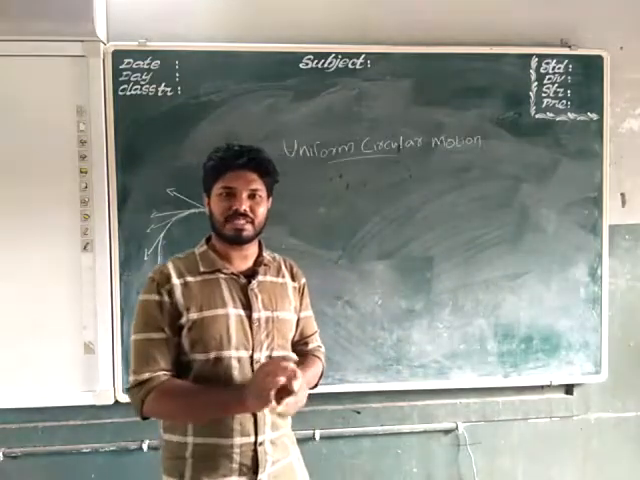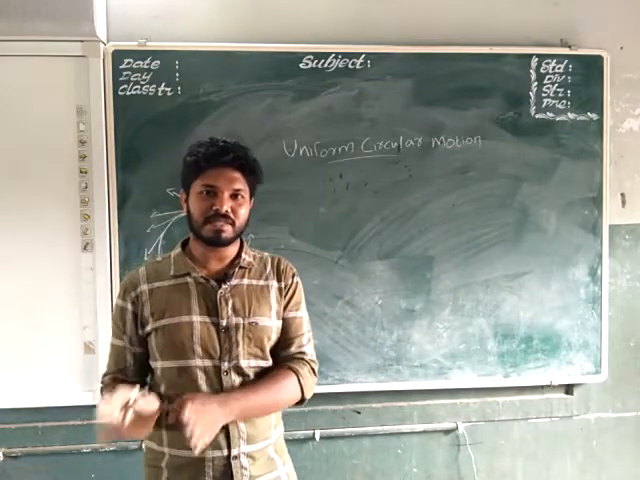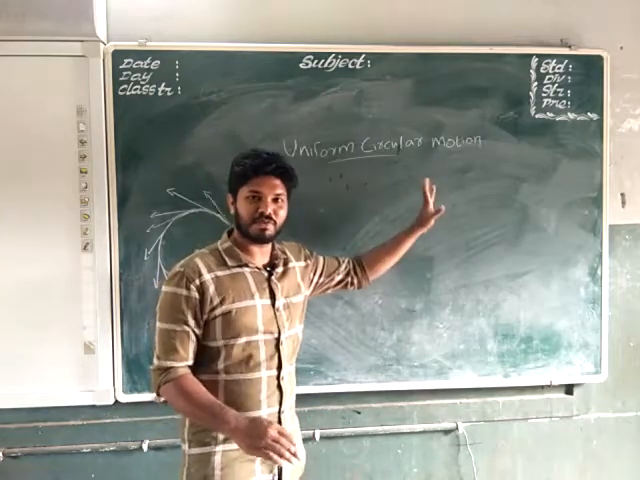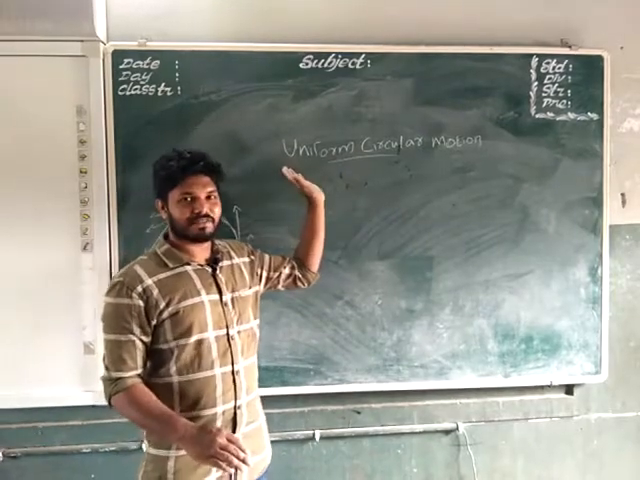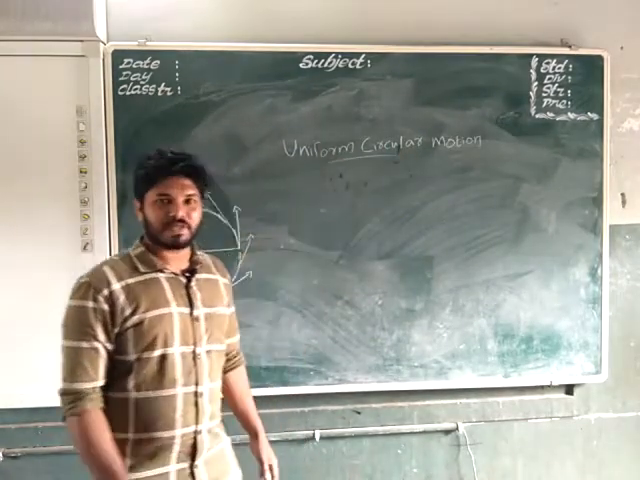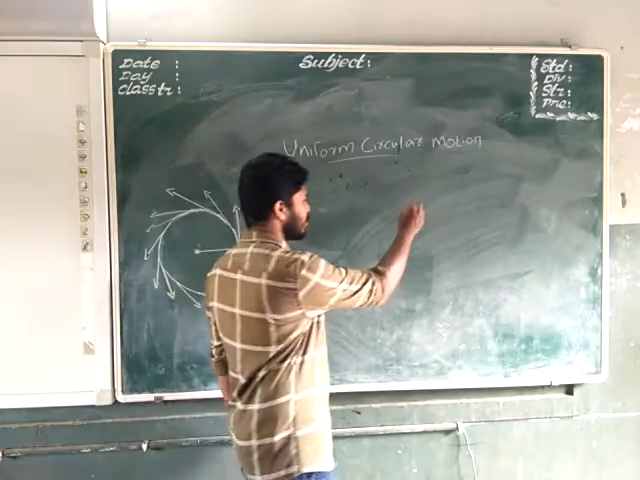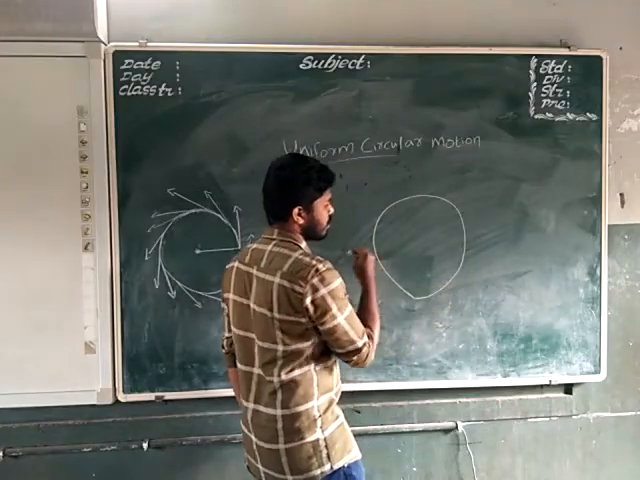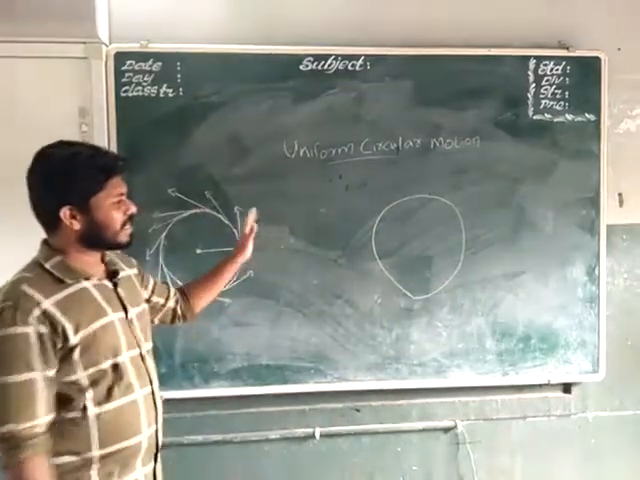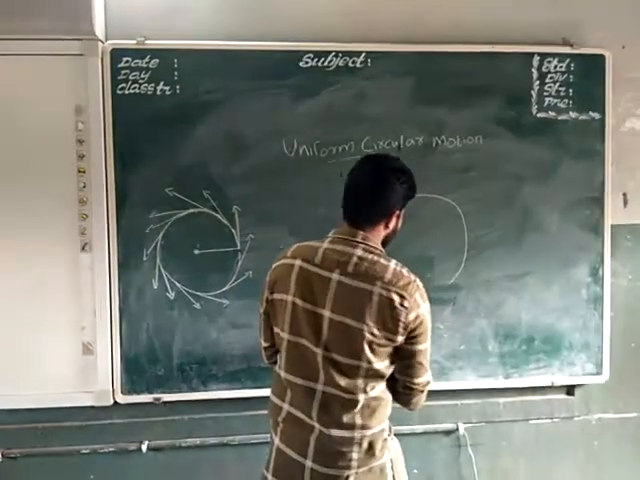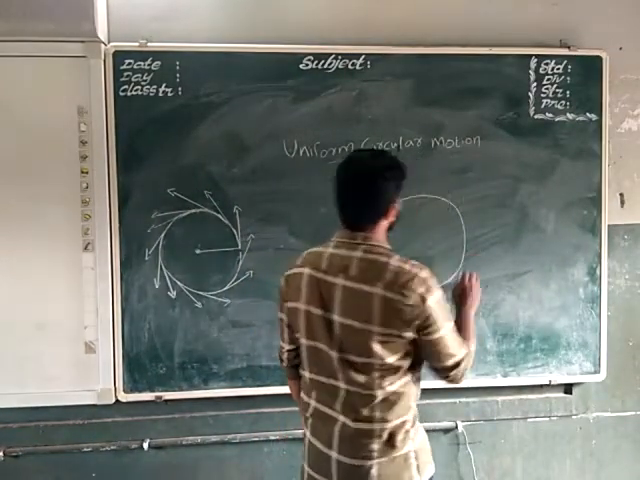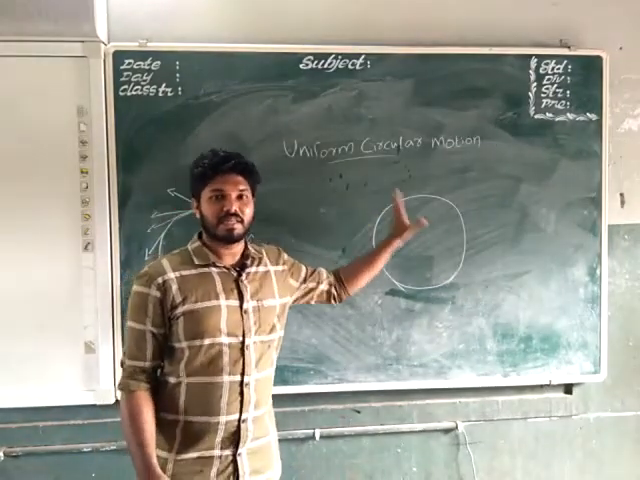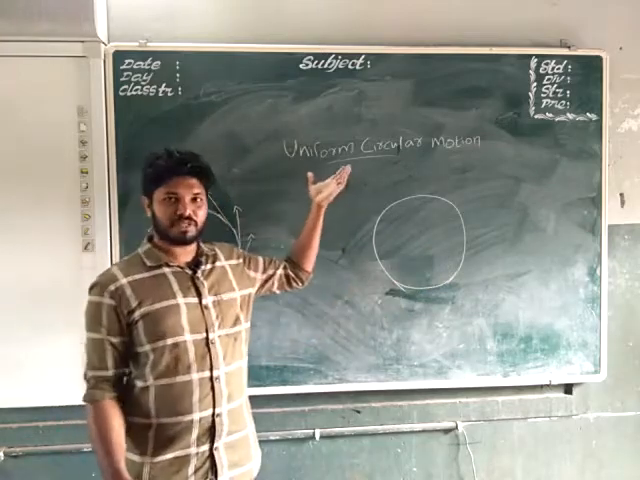That's all about uniform circular motion. Just add "if the body moves in a circular path" to the definition of uniform motion, and we can get the definition for uniform circular motion. So if a body is moving only in a circular path and it covers equal distance in equal interval of time, it is said to be in uniform circular motion.